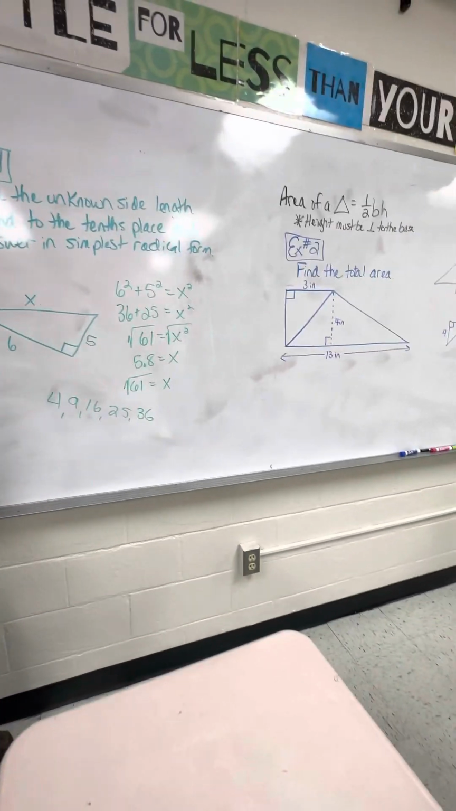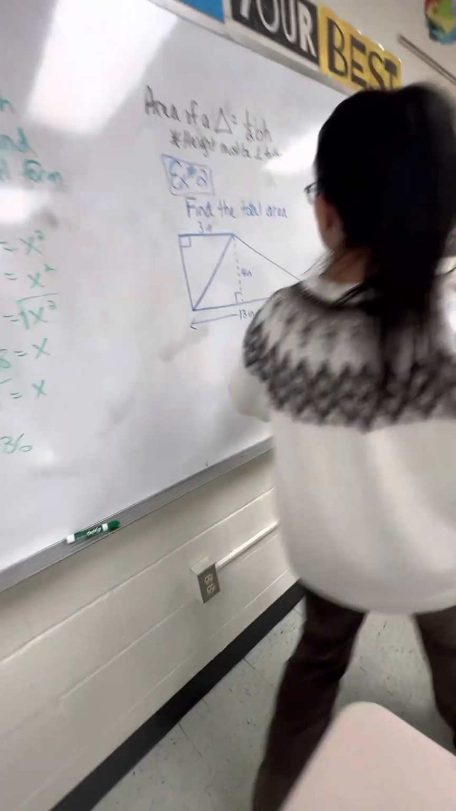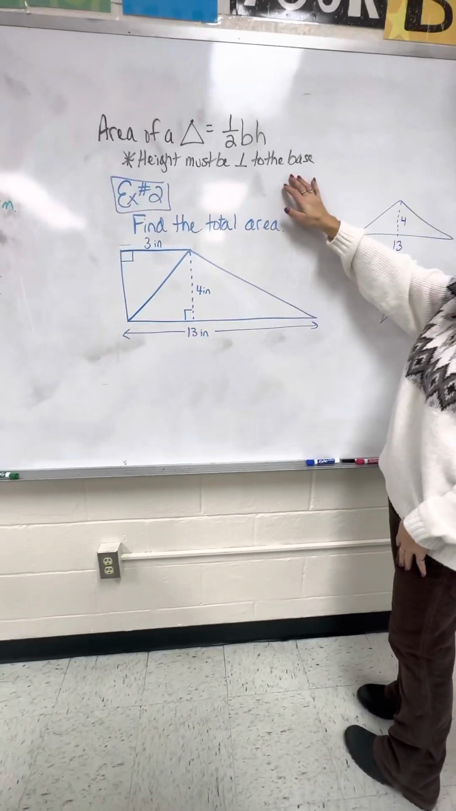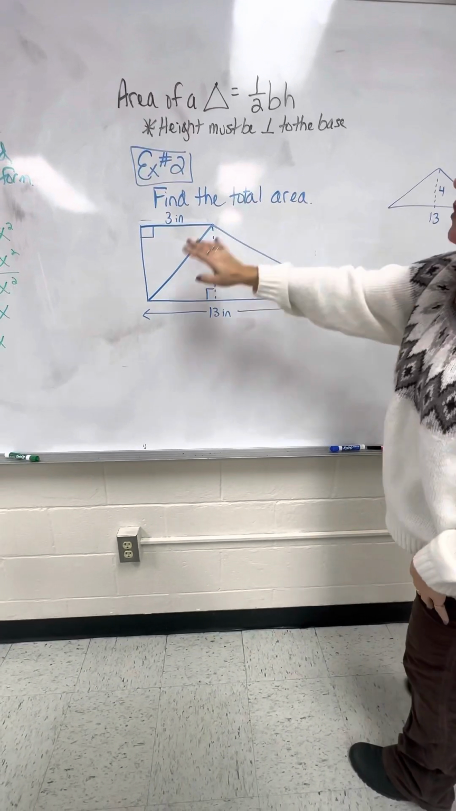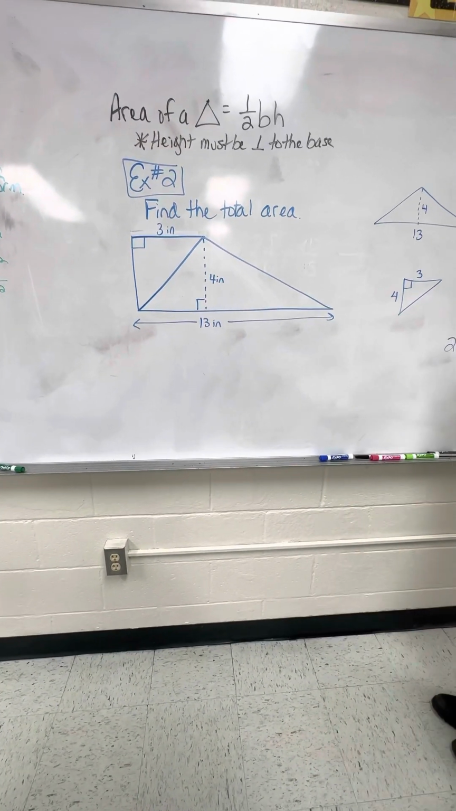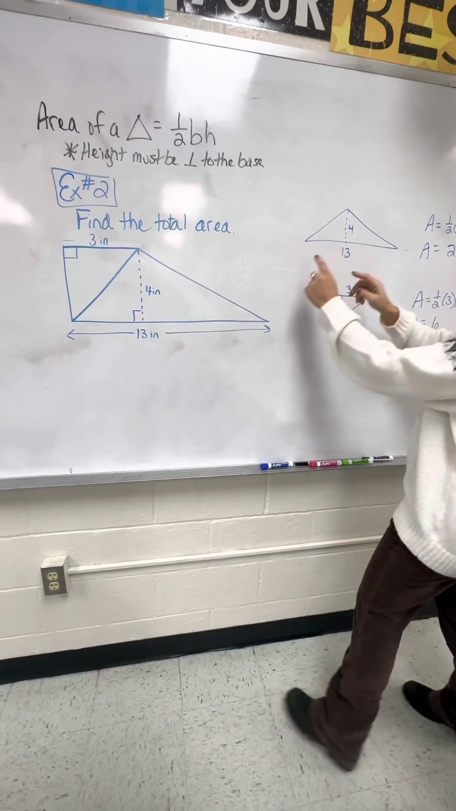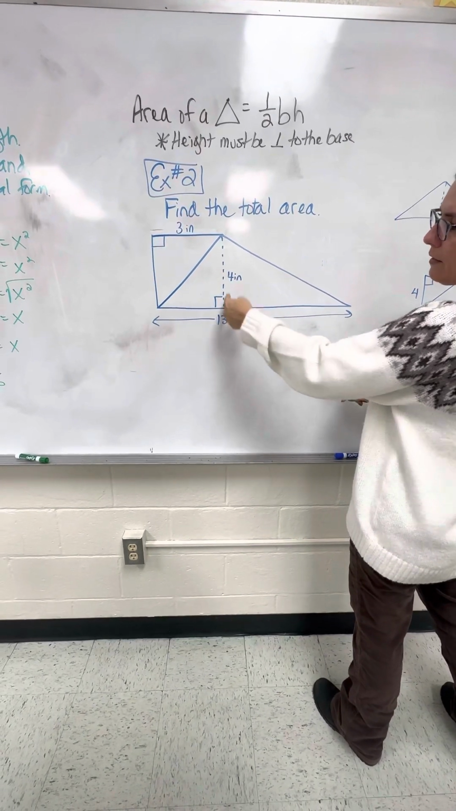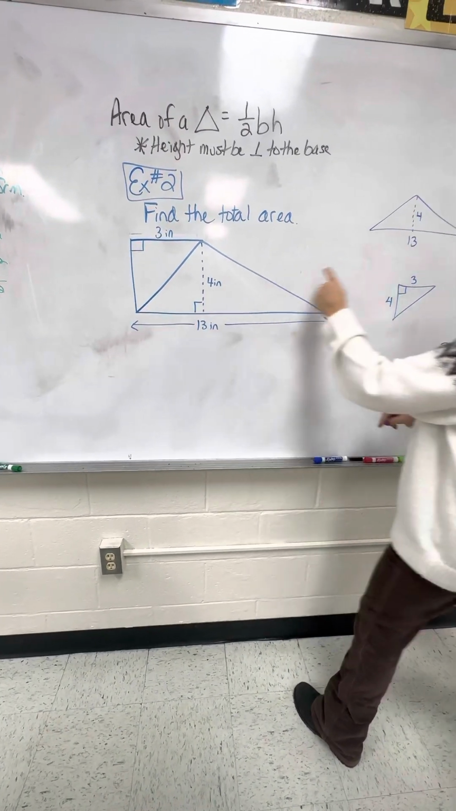Next example talks about the area of a triangle. This should be familiar to you: 1/2 times the base times the height. Remember, the height has to be perpendicular to the base. So if we're finding the total area of this whole figure, we kind of have to pull it apart, and there's more than one way to do it. What I did is taking this triangle, this big part of the triangle, the base is 13, the height, which is perpendicular, is 4.